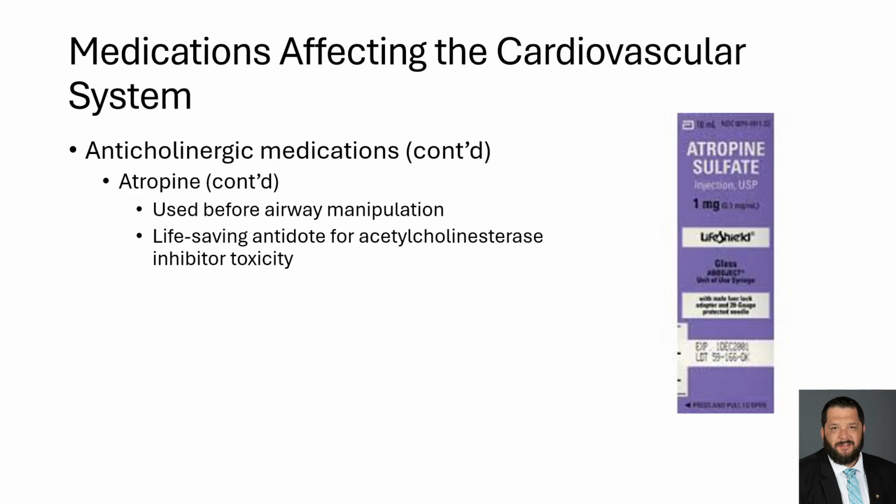It's also used before airway manipulation in certain patients and in certain populations to prevent stimulation of the vagus nerve. And it can be a life-saving antidote for acetylcholinesterase inhibitor toxicity. You'll see atropine again when we talk about toxicology and fertilizers or other organophosphate toxicity. Atropine is a life-saving intervention, but you need it in significant doses, much more than we would see with the typical cardiac dose.